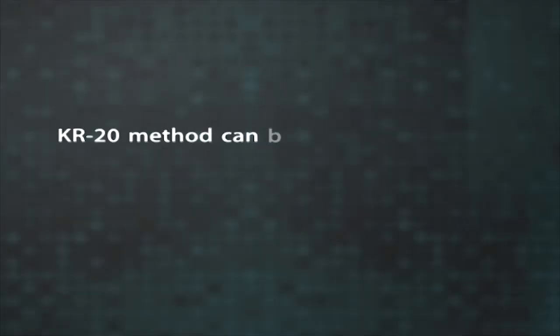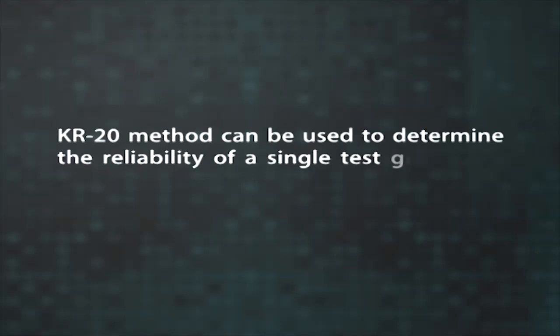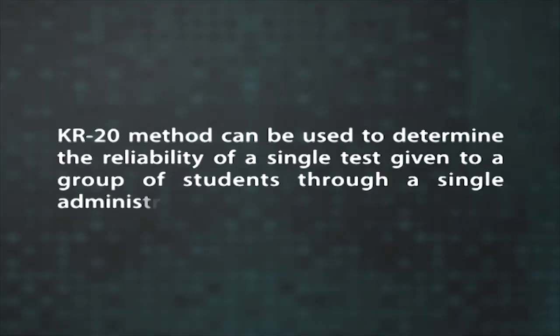In an attempt to overcome this problem, two statisticians named Kuder and Richardson developed a series of formulae using which reliability can be estimated through simple mathematical operations. This method is called Kuder-Richardson formula 20 or KR20. Here K and R stand for the first initials of Kuder and Richardson and 20 refers to the number of the formula in the series. This method can be used to determine the reliability of a single test given to a group of students through a single administration. The scores are calculated and the reliability is determined using two simple statistical parameters, namely the mean and variance.